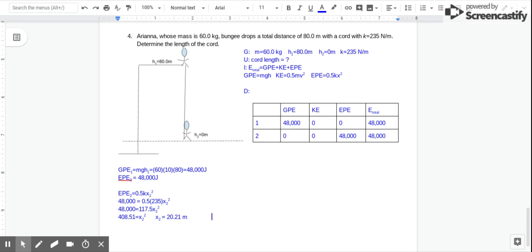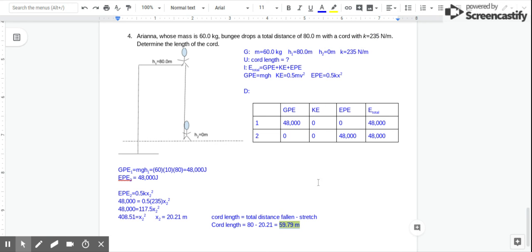So here's what we need to do. We know that she falls a total distance of 80, and we know that her stretch at the bottom is 20.21. So that means this length is 80, and the extra stretch is like 20.21. So that means that basically the cord length is equal to the total distance fallen minus the stretch. Okay, so my cord length is going to be equal to 80 minus 20.21, which gives me 59.79 meters. And that's my final answer.